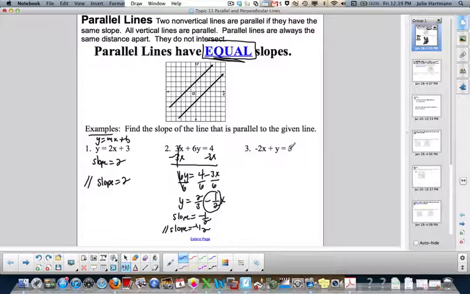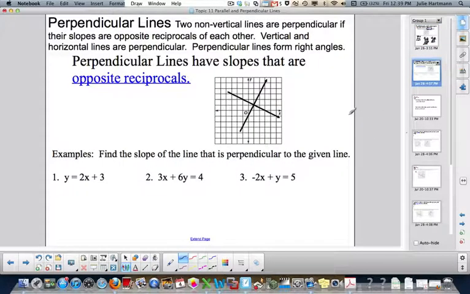Finally, number 3, to get it in slope-intercept form, add the 2x, get y equals 2x plus 5. My slope here is 2, so my parallel slope is also 2. Okay, parallel lines have equal slopes. Next, perpendicular lines. Their slopes are opposite reciprocals.